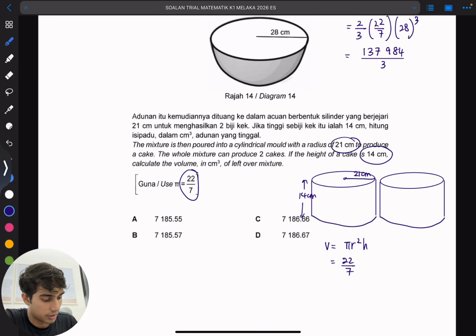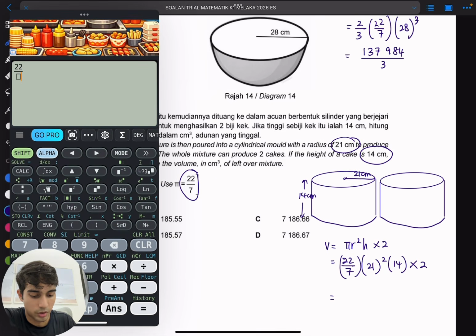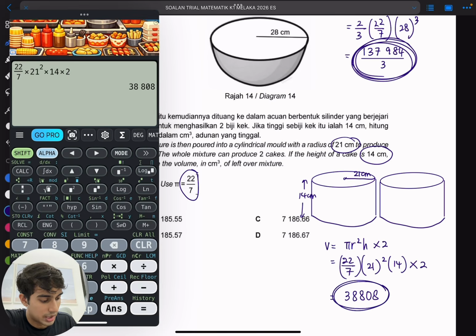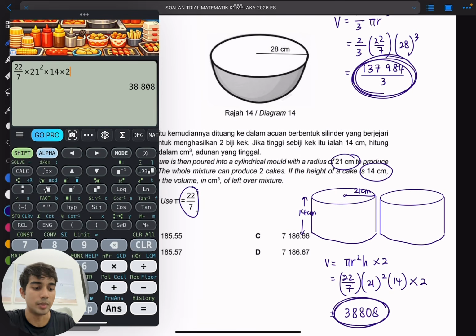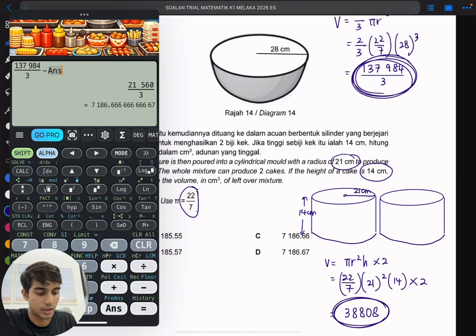So 22 over 7, radius is 21 square, height is 14. But we have 2 cakes, so times 2. 22 over 7 times 21 square times 14 times 2. So the amount we need is this much to bake the cakes. We have this much. The amount we need is this much. So if you minus these two, you'll get the remaining now. So 137,984 over 3. We minus with the 38,000. 7186.67.